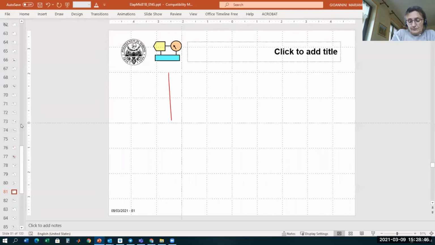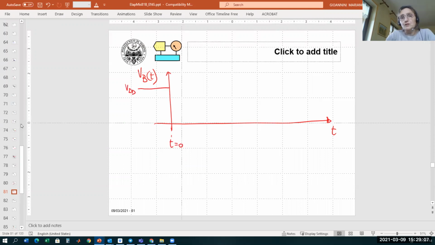If we plot the voltage VB as a function of time, we will start at t equals 0. At t0 minus, this voltage is high, set to VDD because the capacitor is charged. Then the voltage in B will start decreasing. So we have this discharging exponential.